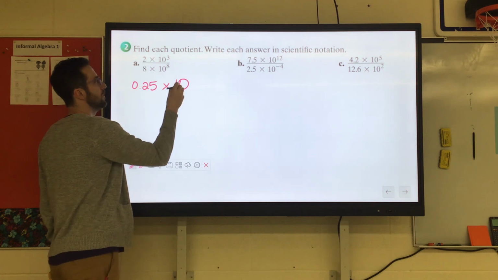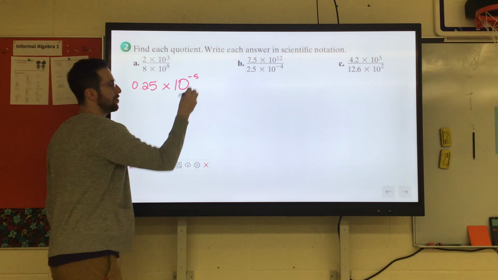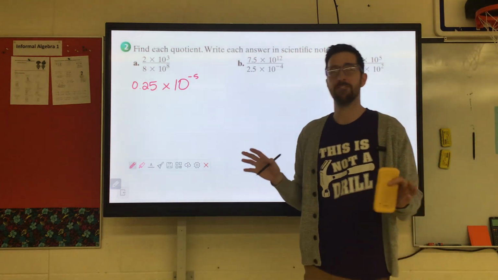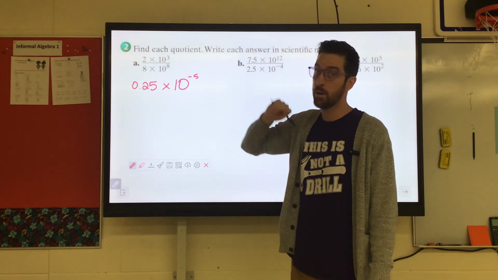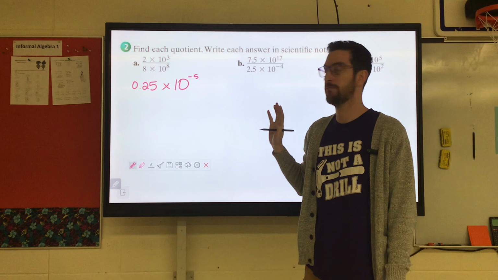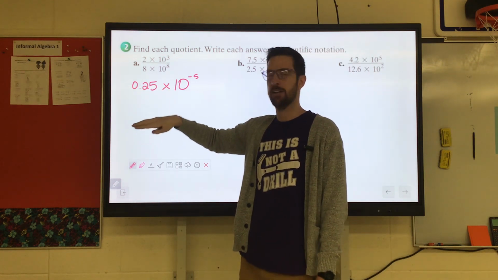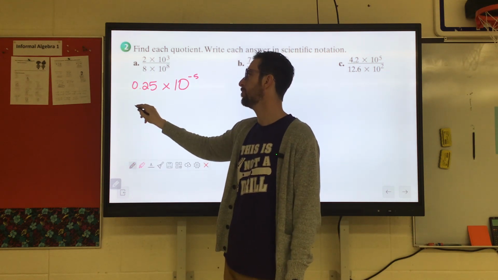Times 10 to the, we subtract the exponents. 3 minus 8 is negative 5. Now remember, scientific notation is the only spot where negative exponents are allowed. So that's fine. However, it's not in proper scientific notation. Remember, the number in front has to be at least 1, but less than 10. So that 0.25 should really be 2.5.